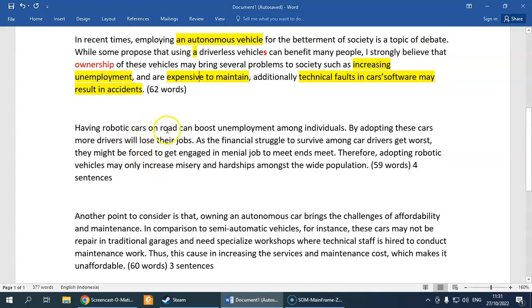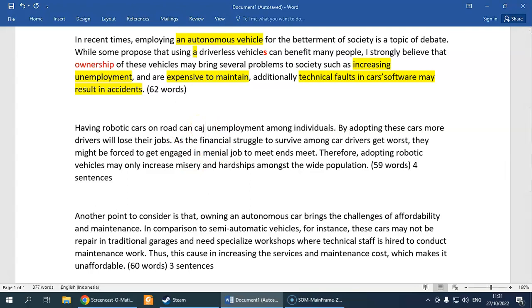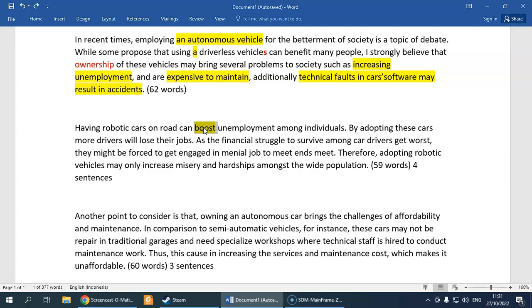Having robotic cars on road can boost unemployment among individuals. Boost is a positive word. Okay. So, rather than boost, you can say cause, or something else, but I don't think boost will be a good pair of collocation with the word unemployment, although the meaning is the same, increasing.